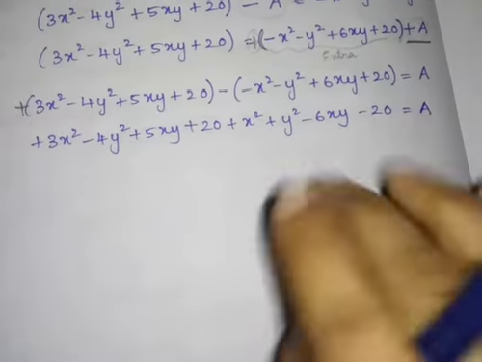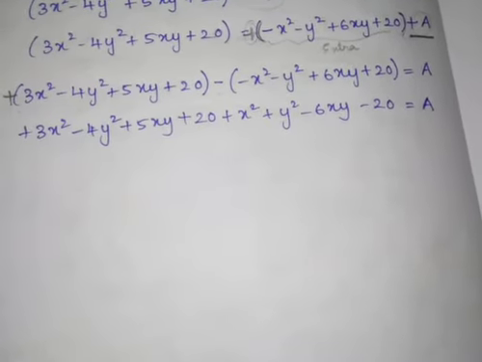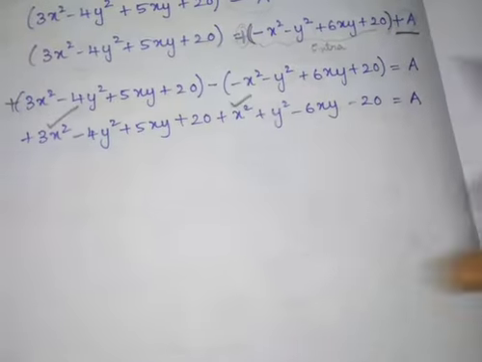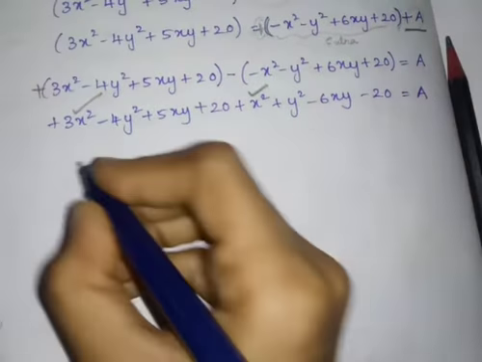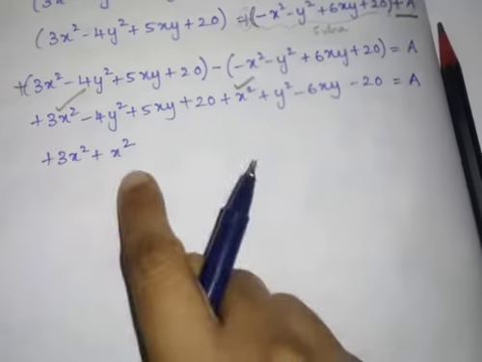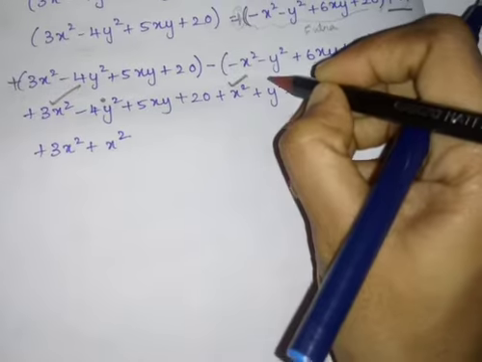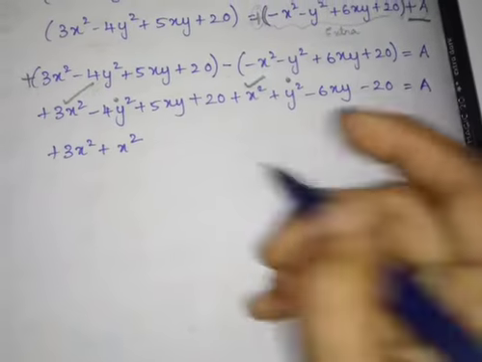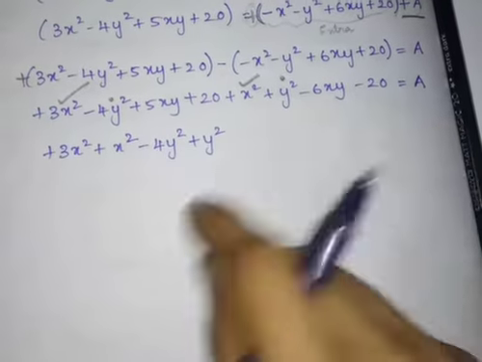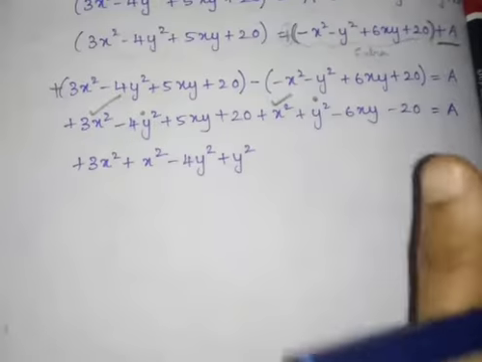Now, I have removed all the brackets. Now, next what is our step? We should arrange all the like terms together. Yes. This plus 3x square and plus x square are like terms. Correct? So, I wrote plus 3x square plus x square together. Next, minus 4y square and plus y square are like terms. So I wrote them together as the next group.